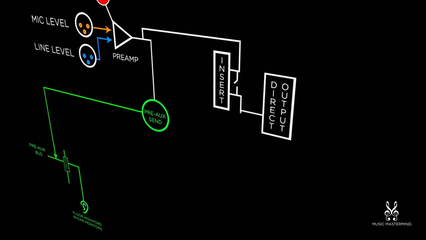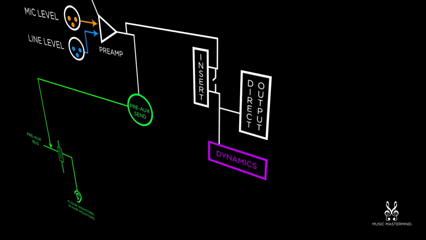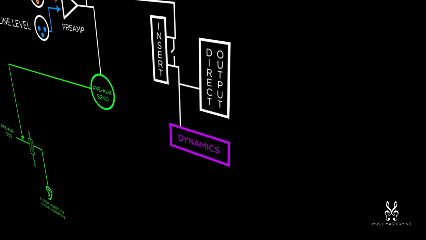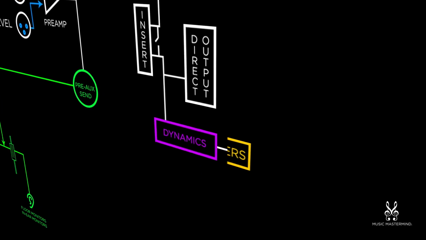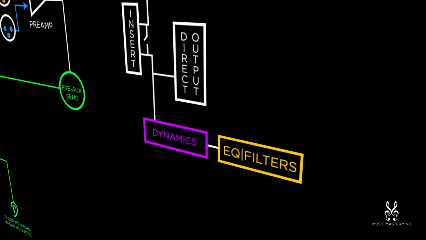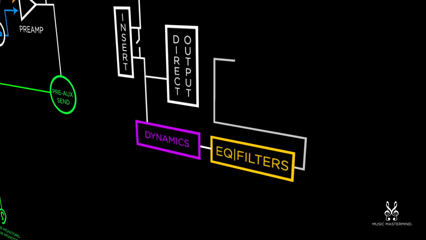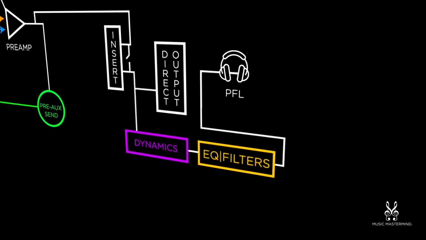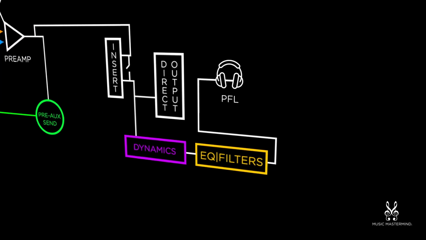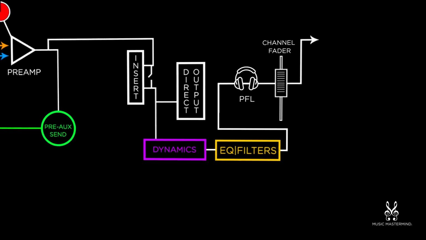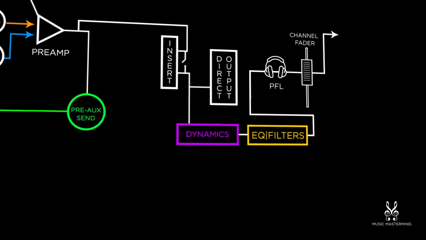After this, the signal goes through a dynamic section, which normally includes a compressor/limiter and a gate/expander. The signal then enters the EQ section. This section normally includes high and low pass filters as well. The signal is then routed to a PFL, or pre-fader listen bus, which is normally used for headphone monitoring, then passing through a channel fader, which levels the signal through finely tuned adjustments for mixing.